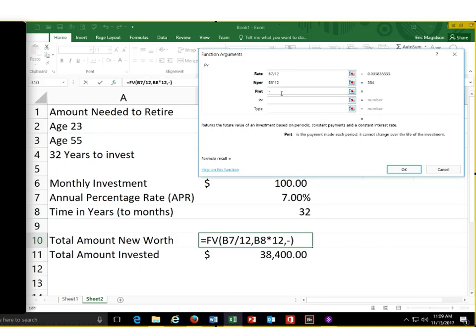And how much am I going to pay each month? And what cell is that? B6. Now, if you notice these are bold, that is all I need. These are optional things. PV is the present value. It's the lump sum amount a series of future payments is worth now. If I'm starting this investment with $10,000 that my grandparents gave me, I'd put it in here. Then the last one is type, and type is the value representing the timing of the payment.